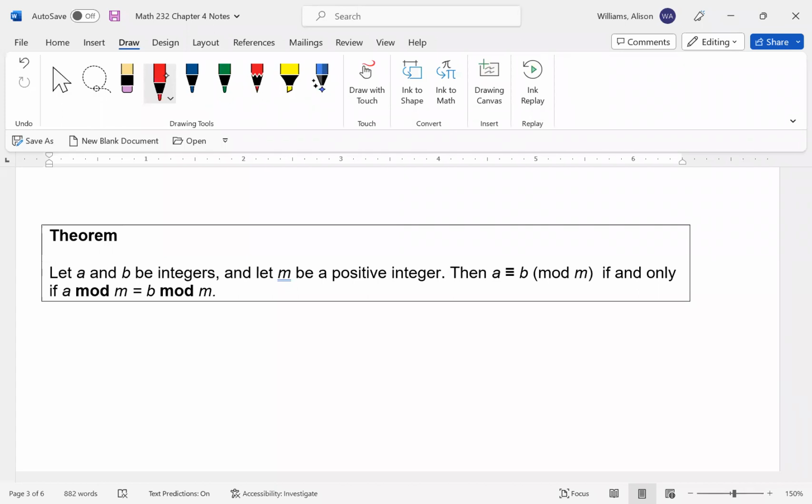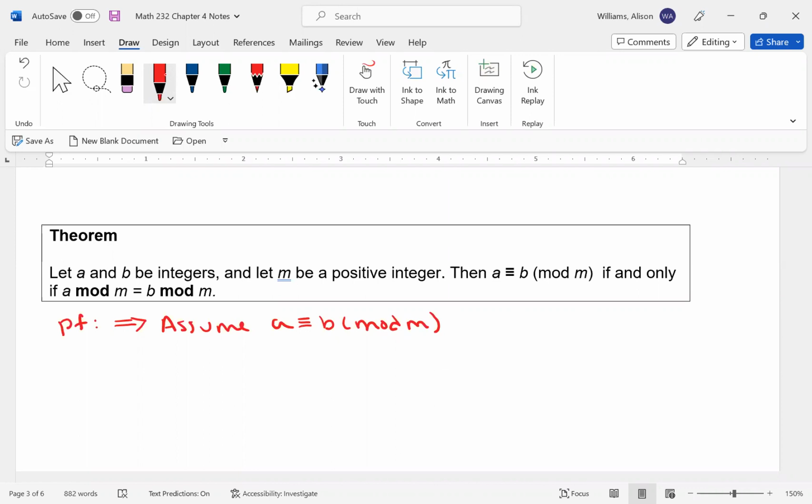Now I'm going to prove one way only, and the reason is that in the homework, you're going to prove the other direction. So I'm going to prove this way. I'm going to assume A is congruent to B mod M, and show that the second statement falls out, that A mod M is going to equal B mod M. So I'm going to assume that they are in fact congruent.